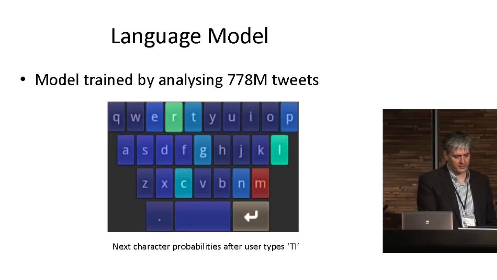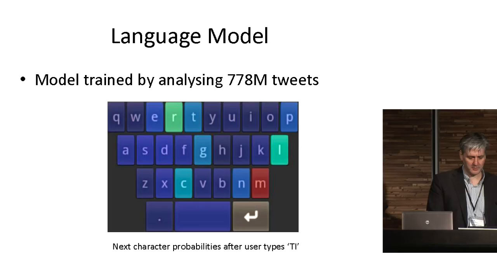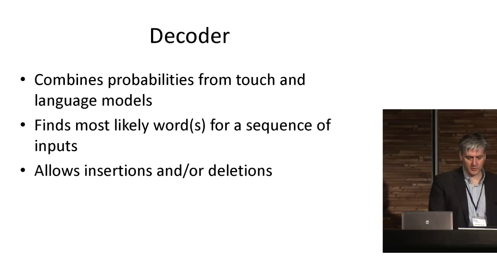You've got a language model that was trained on 778 million tweets, and that gives you the likelihood of different characters after typing TI. The decoder is going to combine these probabilities from the touch and the language models and find words for a sequence of inputs.